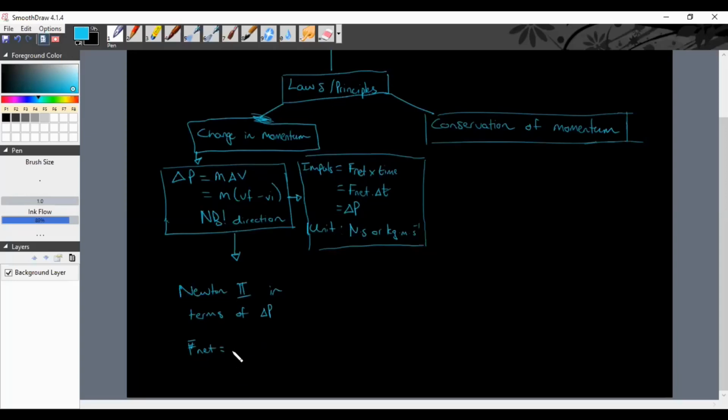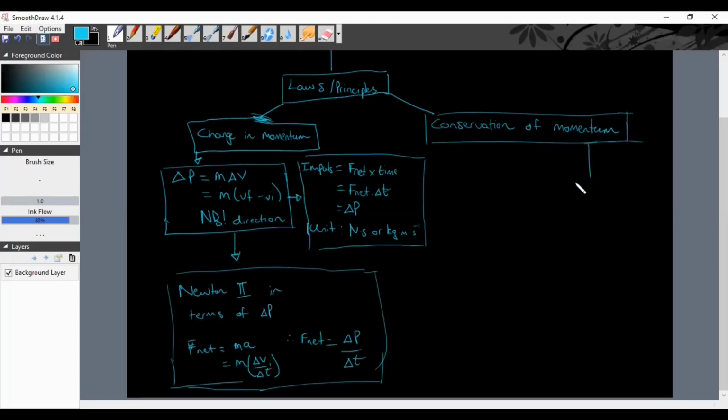So you'll get F net is equal to, let me actually just show it from the beginning. We all know that F net is equal to mass times acceleration. We do know acceleration is equal to the change of velocity over the change in time. Right? What is m times the change of velocity? It's obviously this formula. So that will give you this top part here. Therefore, Newton's second law in terms of the change in momentum will give you F net is equal to the change in momentum divided by delta t.